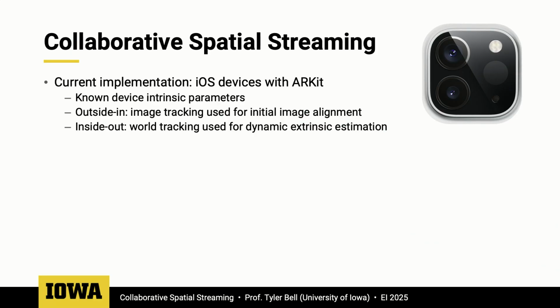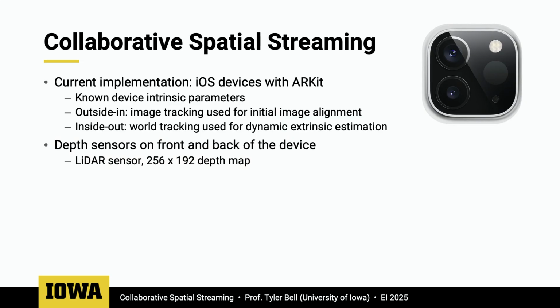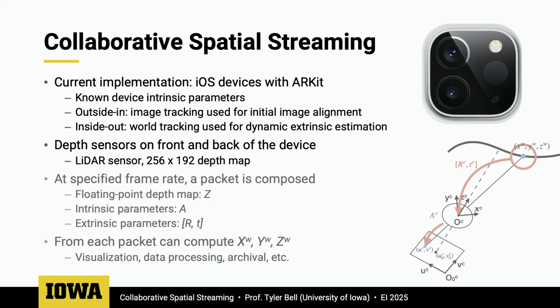So we have a collaborative spatial streaming system. It's built on iOS devices using ARKit. By building on ARKit, we know all the device intrinsic parameters, just sort of inherent to the device itself, provided by the operating system. It uses outside-in image tracking for that initial alignment and inside-out world tracking for the dynamic extrinsic estimation. We use then the LiDAR sensor on the iPhone and iPad devices to give us a 3D image, which we can then transmit along with the intrinsic and extrinsic parameters. The main point here is that for each packet of data, we can recompute XYZ in world space.